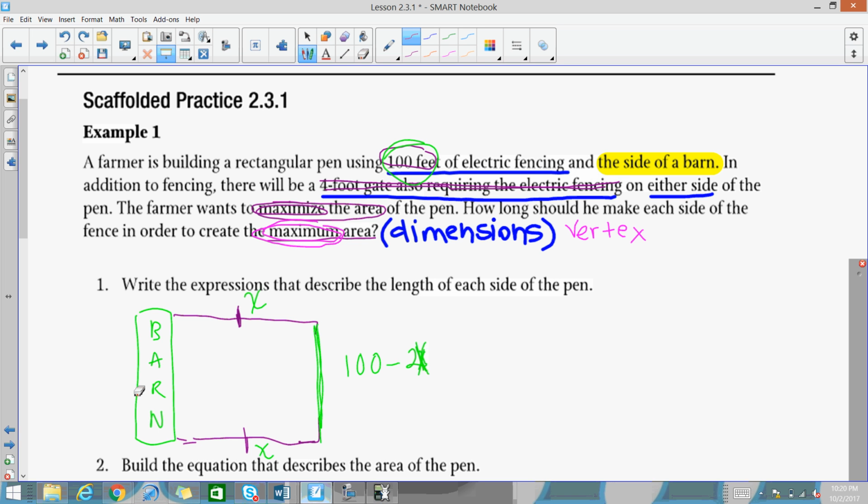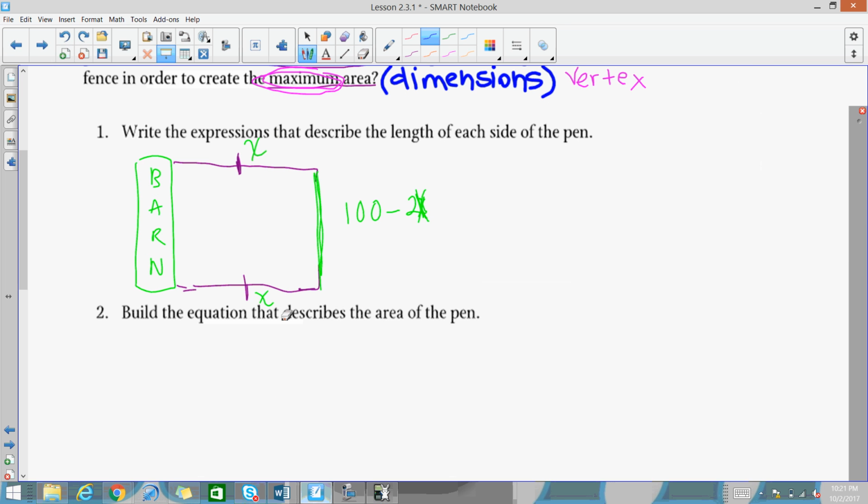Write an expression that describes the length of each side. We did that. Now it says build an equation that describes the area. So area equals x times 100 minus 2x. That's your area, length times width. When you do this, you get 100x minus 2x squared equals your area.